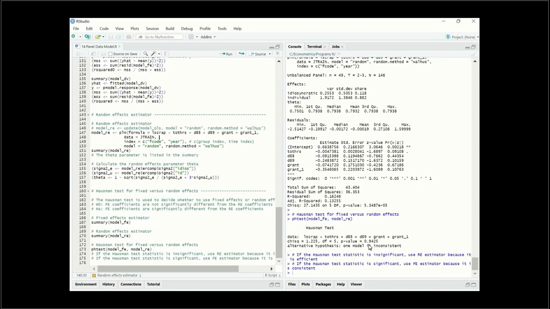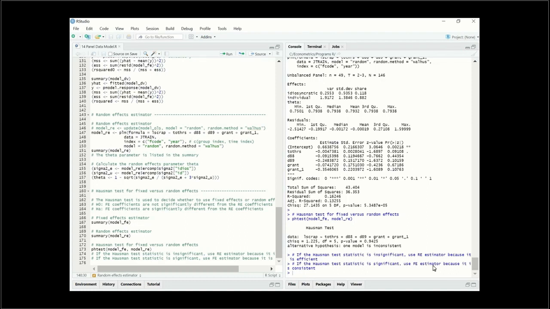So then the conclusion is that if the Hausman test statistic is insignificant, then we will be using the random effects estimator because it is efficient. And this is the conclusion that we have here in our case. We are supposed to be using the random effects estimator. However, if it turned out that this Hausman test statistic was significant, then we should be using the fixed effects estimator because this one is the only consistent estimator.